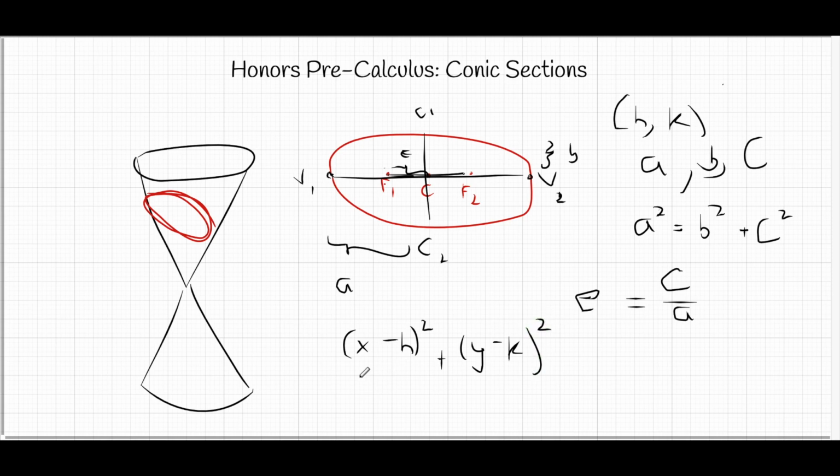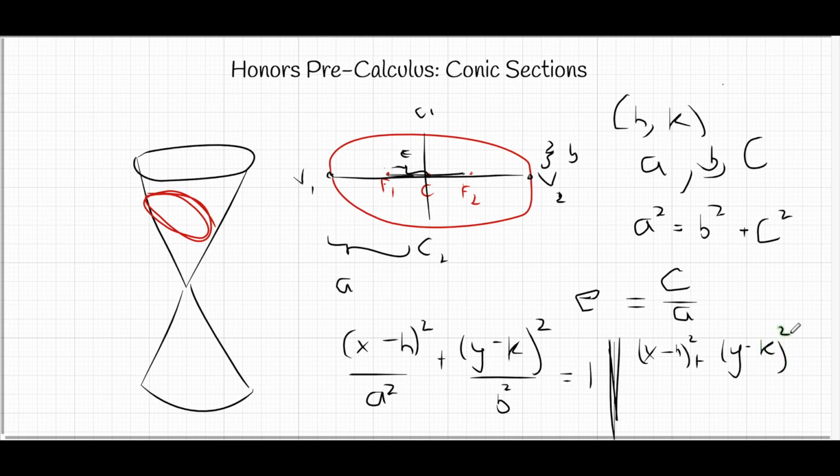But there's a crucial difference. In this case, we have denominators to this. In the circles, we didn't have denominators, just terms like these. But in this case, we have a denominator, and it's going to be a squared and b squared. And this will be equal to 1. So this is if it's a horizontal ellipse. There's also a formula for a vertical ellipse, and as you may imagine, it's very similar except for the fact that it's x minus h squared, again, plus y minus k squared, but again, they're denominators. In this case, it'll be b squared here, and a squared here, and this is equal to 1.